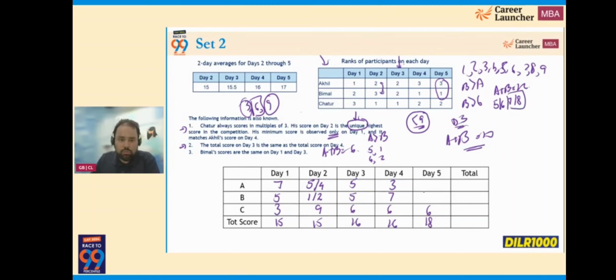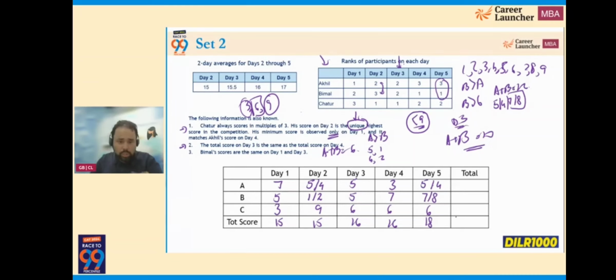So if Bimal is 7 or 8, when Bimal is 7, A can be 5. When Bimal is 8, this can be 4. Because sum has to be 12. So this is it. This is the total that I am looking at.